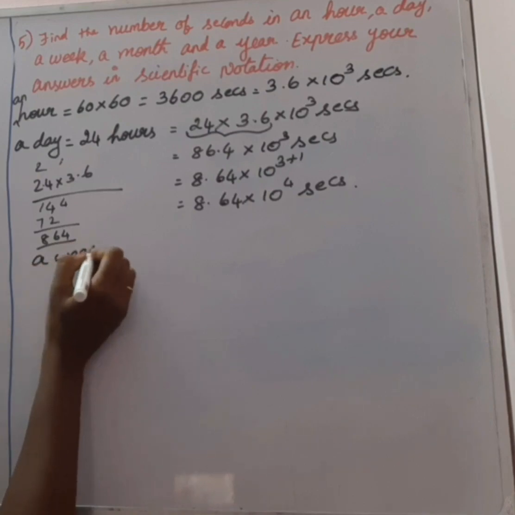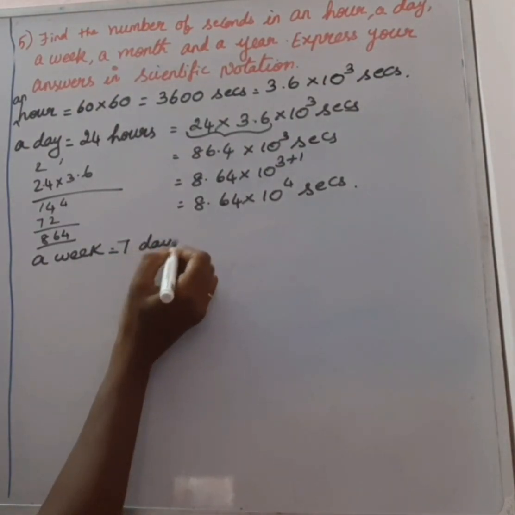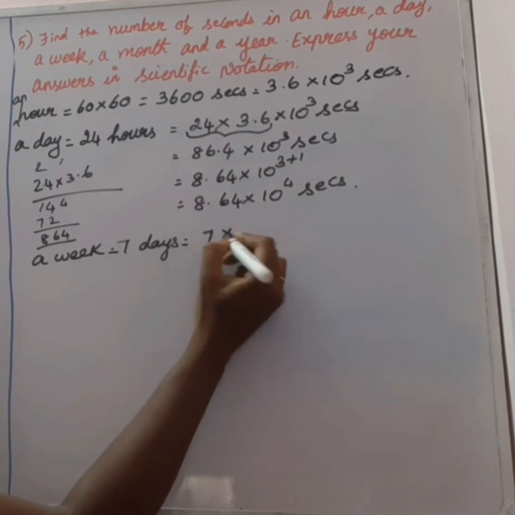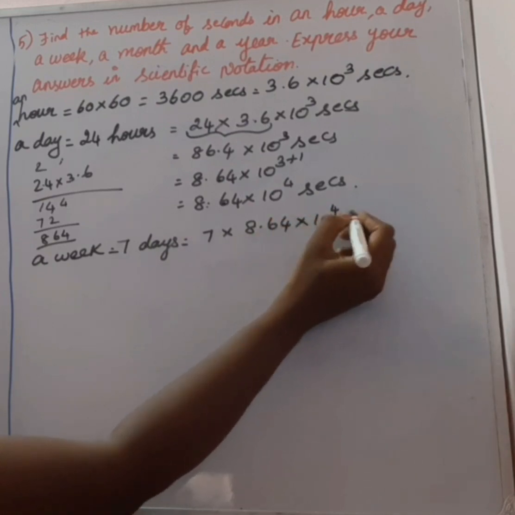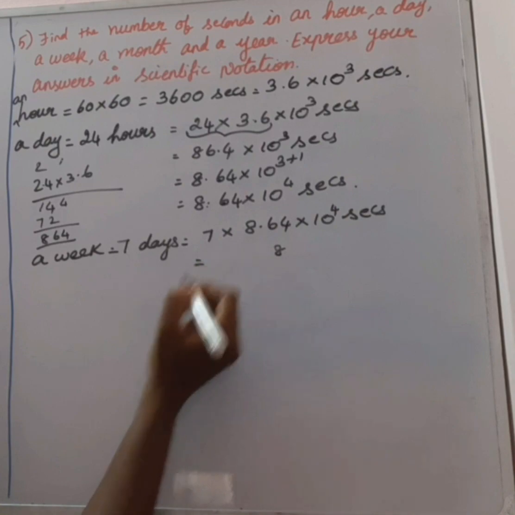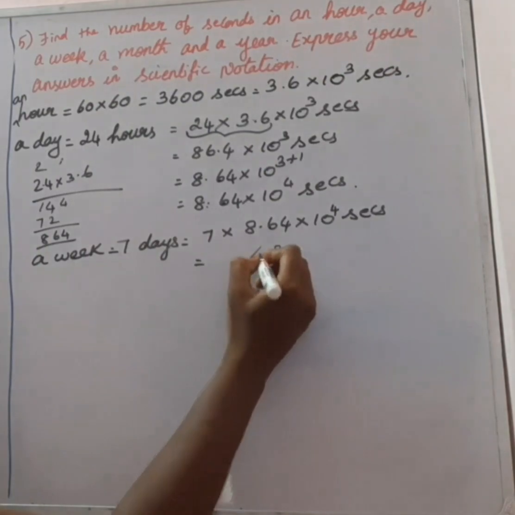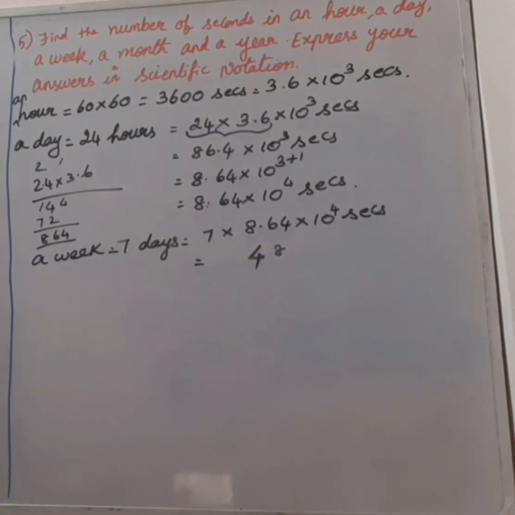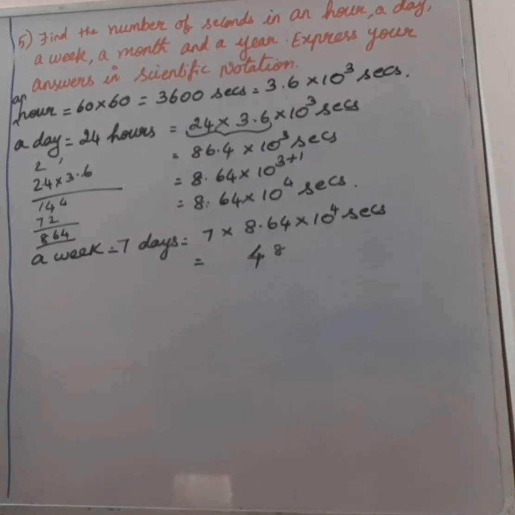A week. How many days in a week? 7 days. So, 7 into this one, that is 8.64 into 10 power 4 seconds. So what do we get? 7 fours are 28, remainder 2. 7 6s are 42. 42 plus 2, 44. 4, remainder 4. 7 8s are 56 plus 4. We get 60.